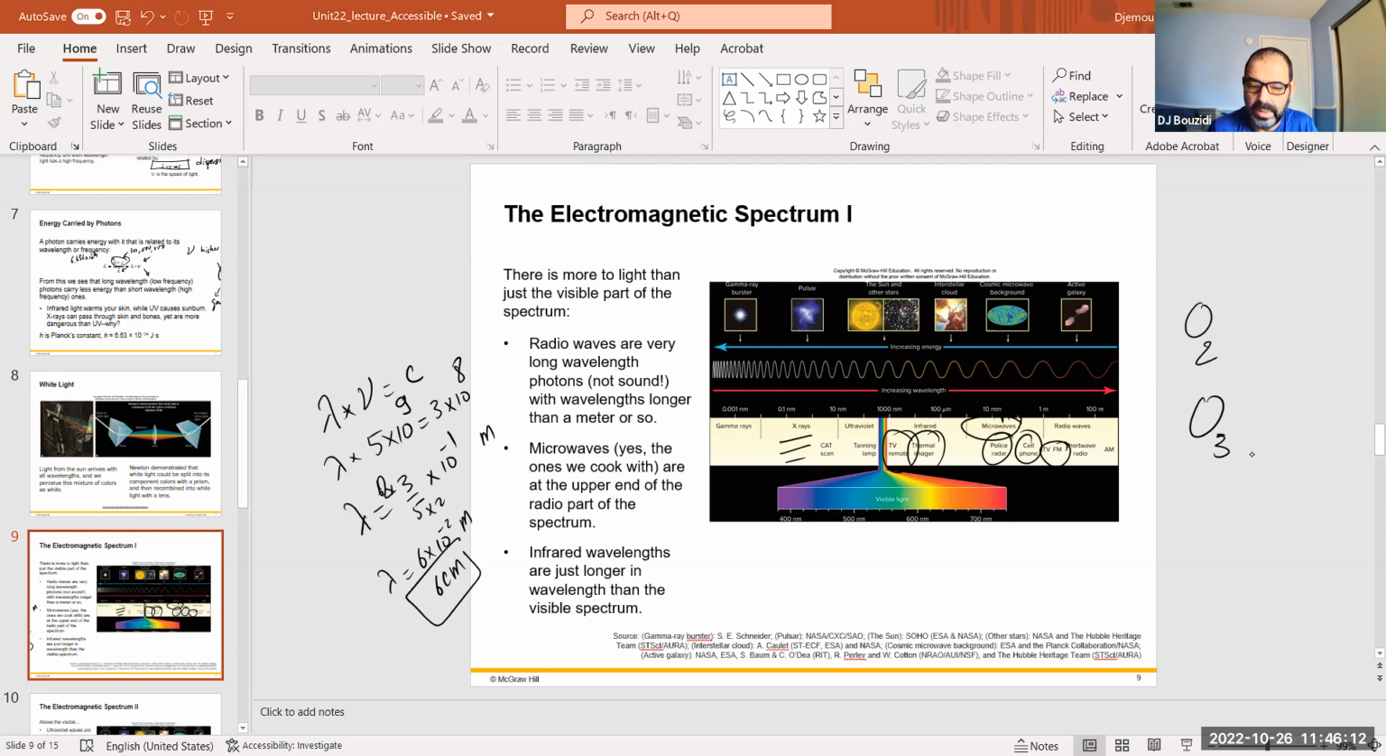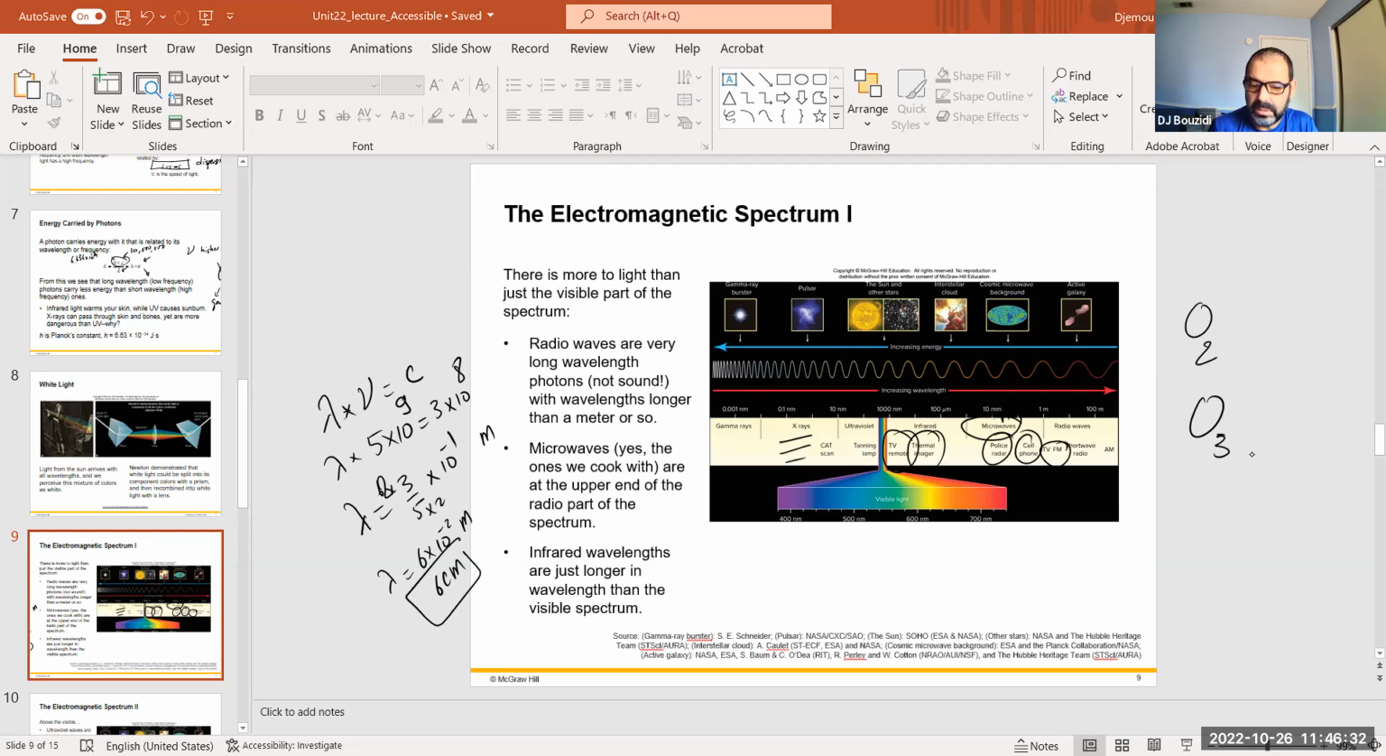Sometimes they're emitted basically during violent events such as supernovae and some other events that cause them to exist. Pulsars emit the X-rays. Pulsars are neutron stars that spin super fast on their axes.